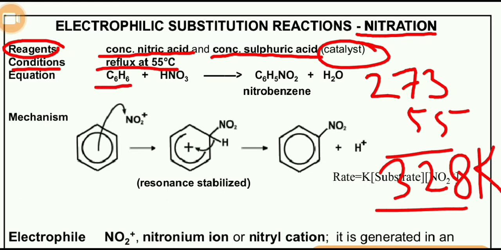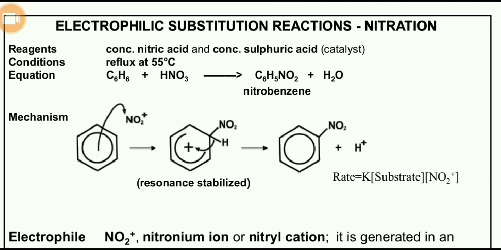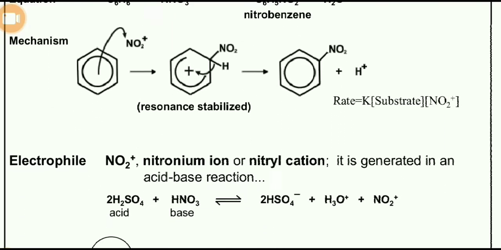So generally the equation becomes: the benzene ring is attacked by HNO3 and nitrobenzene is formed, and as a neutralization reaction H2O is also formed. And next, what we see here is the mechanism of the reaction.